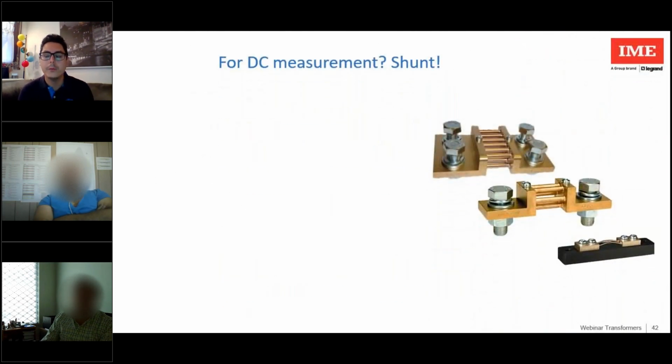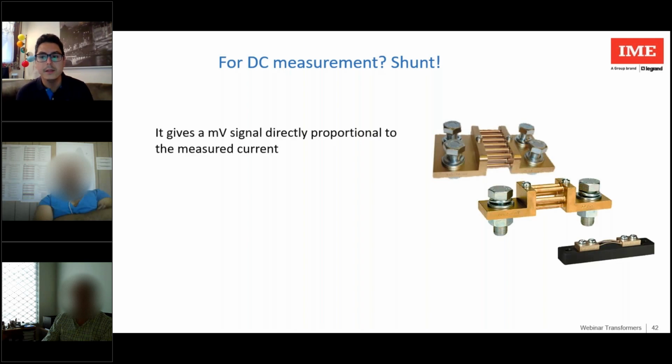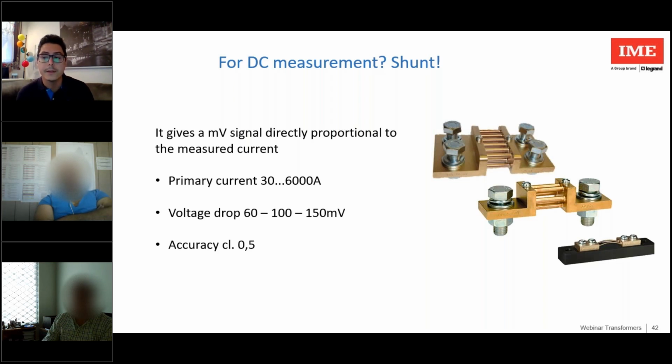Until now, we have talked about alternating current, but for direct current, in IME we have a range of shunts. This gives a signal in millivolt directly proportional to the measured current. They are able to measure current from 30 amps to 6,000 amps in class 0.5. We will find a different code for the various primary currents, just like the CTs. Being totally copper, the dimension will vary as the primary current increases.